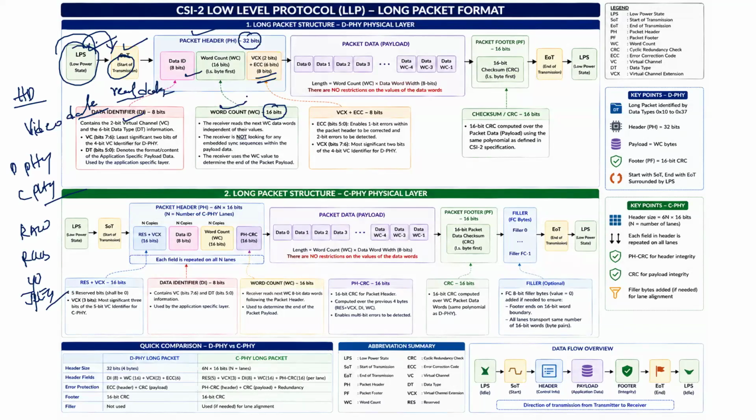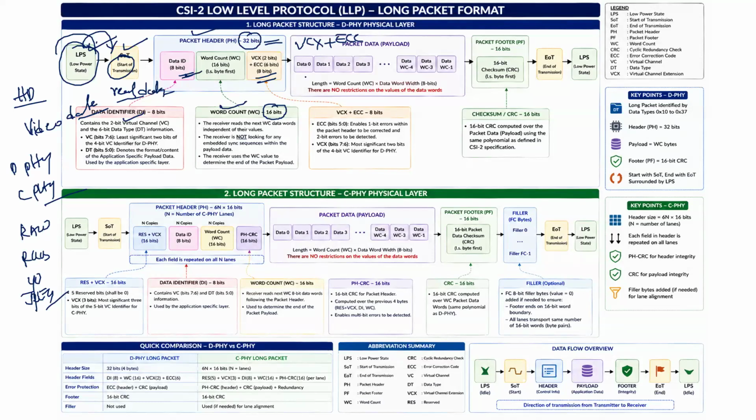In the D5 layer, we use 32-bit data, which means 4 bytes of data you are transferring. In this, the data identification is 8 bits, the word count is 16 bits, 2 bytes, and then the virtual channel with VCX as well as the error correcting code. Error correcting code is also there. That is a total of 8 bits.